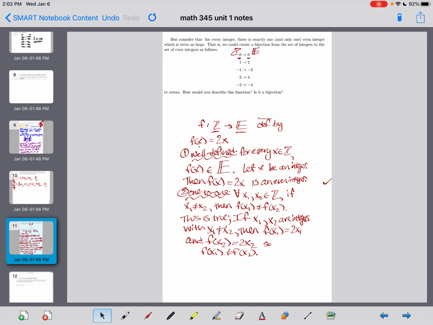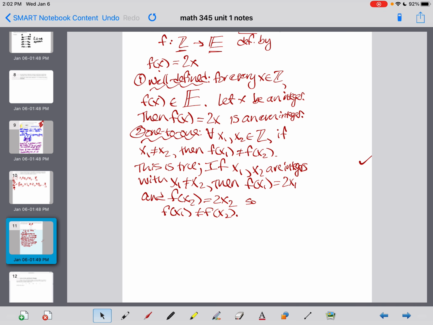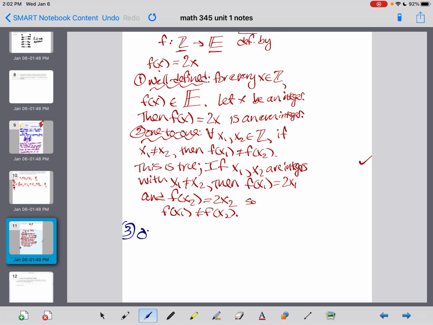I still have to check that this function's onto. So let me go ahead and make a little space for myself here. Right, the last thing we want to do is check that this is onto. Remember, onto means that the codomain, the set of even integers, is equal to the range. In other words, every even integer gets mapped to by something in the domain. So we want to check that for every element of the codomain, for every even integer y, there exists an x in the set of integers in the domain such that f of x is equal to y.